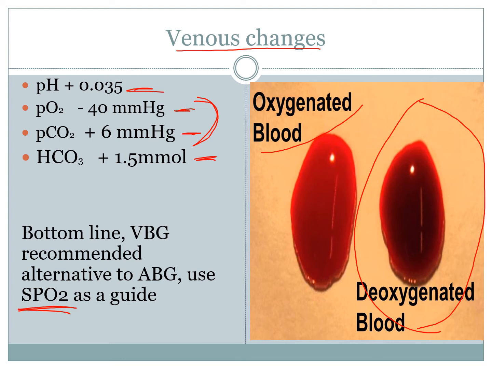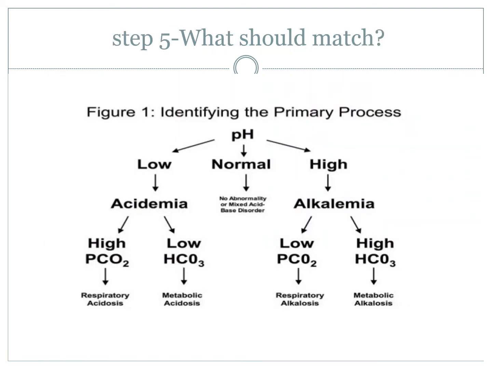Now we need to distinguish what happens when things aren't normal. And that's what step 5 is all about. So when you look at step 5, what we want to do is, after looking at the pH, we first of all need to ascertain whether the pH is on the low side, meaning they've got acidosis or acidemia, or whether it's on the high side, meaning they're alkaline, or alkalosis. So obviously, hopefully most of you know the pH scale. If it's low, then we need to look at the CO2 and the bicarbonates as well.